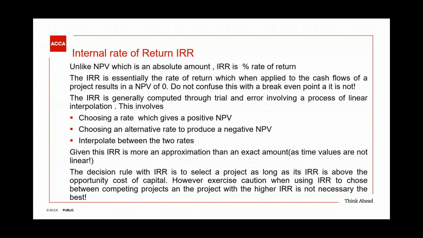So in an exam, how do we compute the IRR? Well, we can go through a process of trial and error, whereby we first choose a rate which gives us a positive NPV, then an alternative rate which gives us a negative NPV, and then we can use a process called linear interpolation, where we work between the two rates.